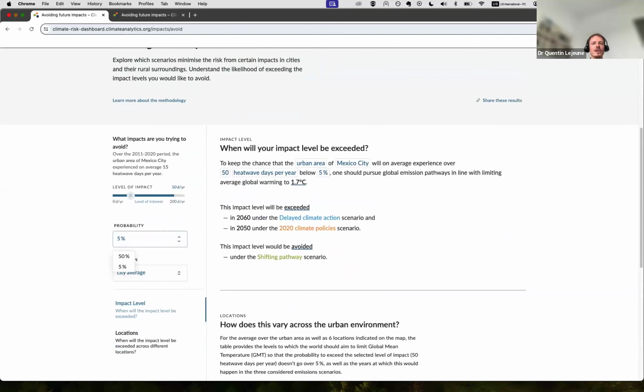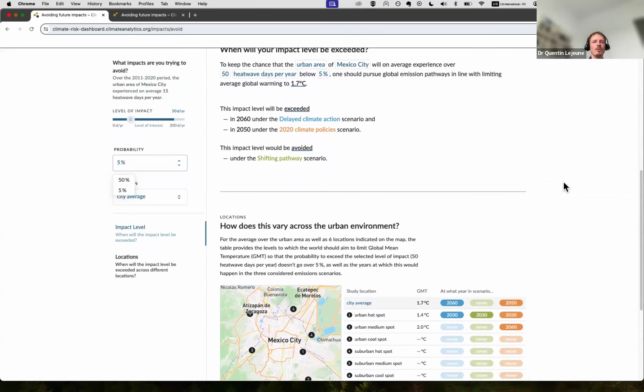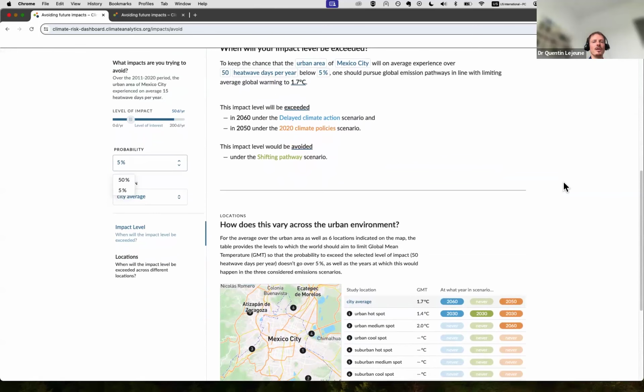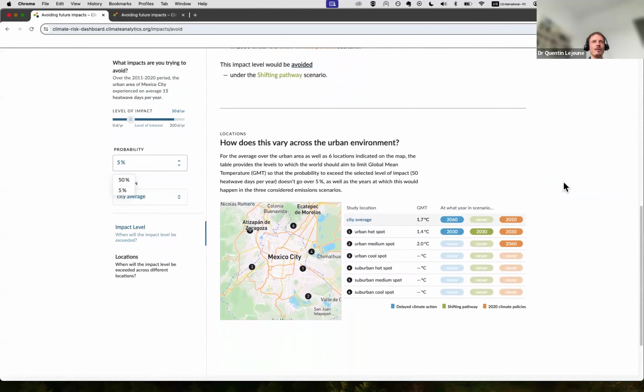It tells you that to keep the chance that the urban area of Mexico City will on average experience over 50 heatwave days per year below 5%, one should pursue global emission pathways in line with limiting global warming to 1.7 degrees. Below, you can also see the year by which this level will be crossed for the three main scenarios that we're looking at in the dashboard. And you can also check how the results differ for various locations across the city by using this drop-down menu or looking at the map here.